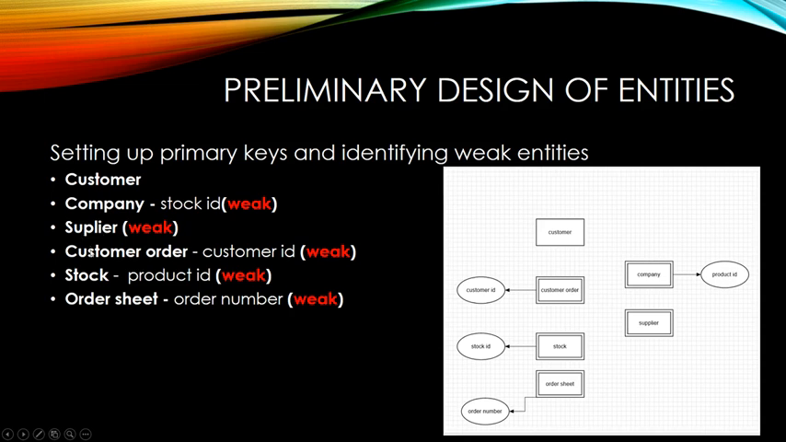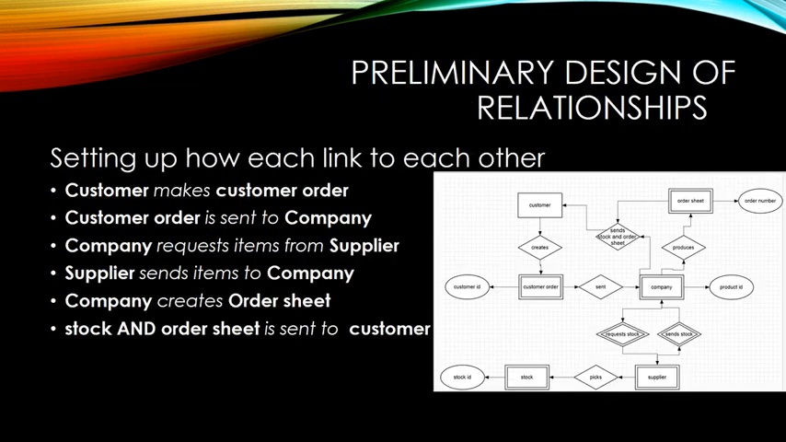Next, we have the supplier, which is weak because it relies on it having stock. Moving on, we also have the customer order, which has a primary key of the customer ID, and it's weak because it relies on there being a customer for it to exist. The stock relies on the supplier, as you need a supplier to be able to use the stock. Next we have the order sheet, which relies on the company because they make it to go along to the suppliers so they know what the company needs.